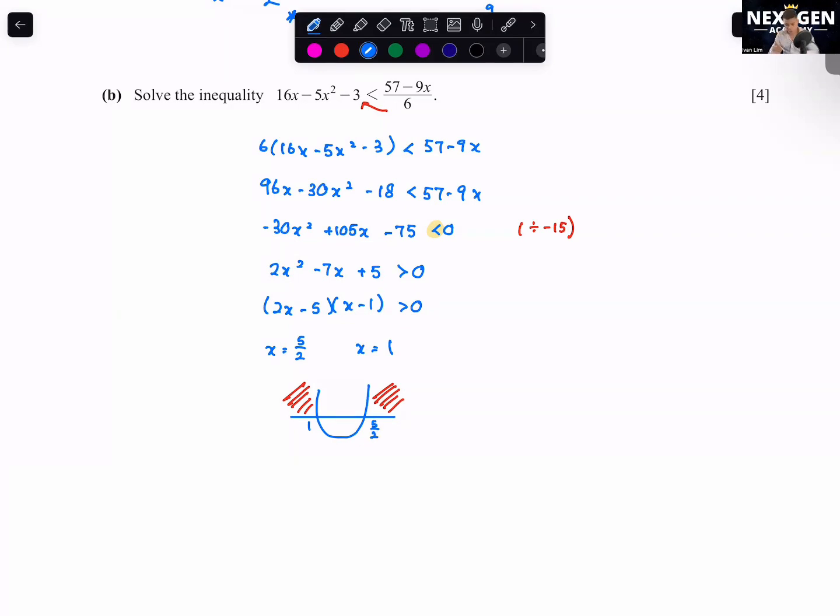Another thing, a lot of students also ask me, teacher, why can't I leave it as negative? Can you actually solve it with negative or not?